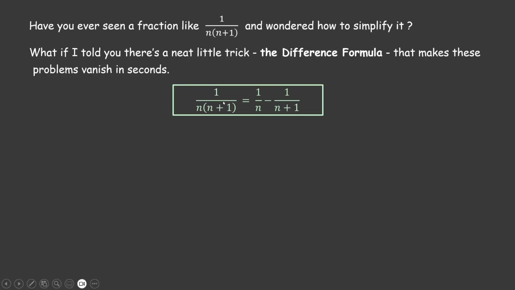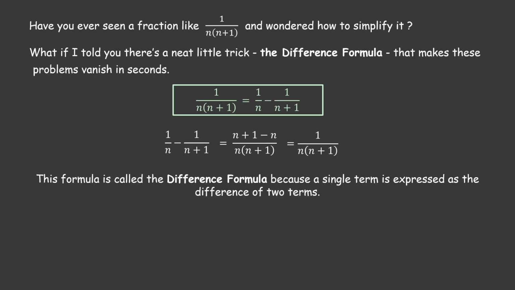It says 1 upon n into n plus 1 is equal to 1 upon n minus 1 upon n plus 1. Let us look at the right hand side, which is this. Now we take the LCM. Now n will cancel out with negative n. That leaves us with 1 upon n into n plus 1. This formula is called the difference formula because a single term is expressed as the difference of two terms.